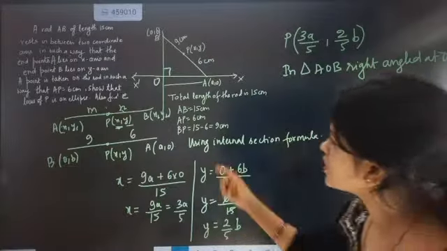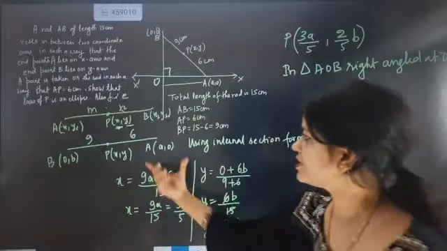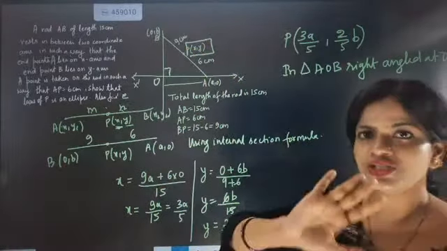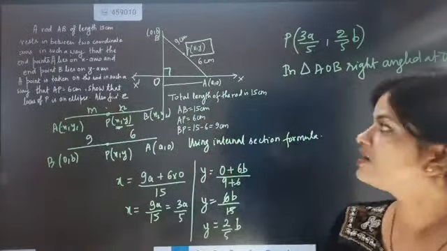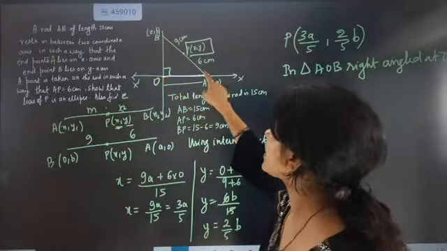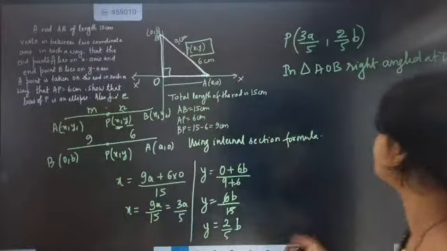So now first what we have done, we have exactly used the concept of internal section formula and we got the P x y value and we stopped there only. After that we are using this triangle and we are saying that this triangle is a right angle triangle, so we can use the Pythagoras theorem.